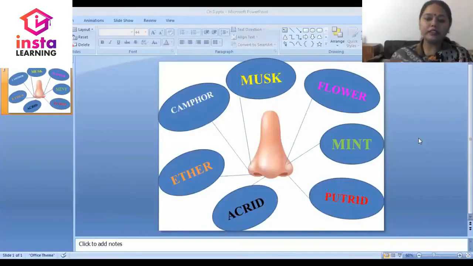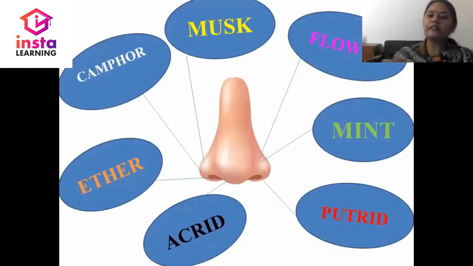So here you can see that there are 7 different types of smells that are being talked about. The first is camphor. What is camphor? Camphor is like small pieces made up of certain particles, and they are generally square in their appearance.